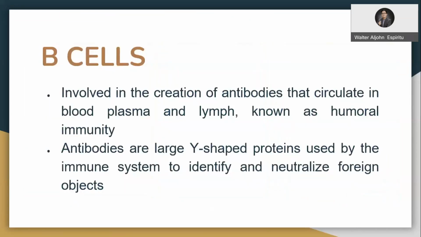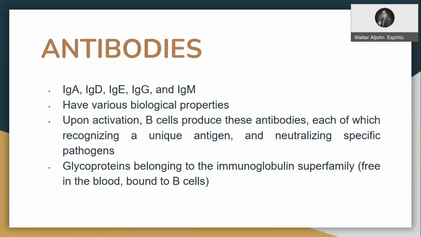B cells are involved in the creation of antibodies circulating in the body, in the blood plasma, as well as the lymph and the lymph vessels. This is known as humoral immunity, or the adaptive humoral immunity. Antibodies are Y-shaped proteins used by the immune system to identify and neutralize foreign objects, or substances coming from the pathogen. There are 5 isotypes of antibodies: IgA, IgD, IgE, IgG, and IgM. They have various properties.